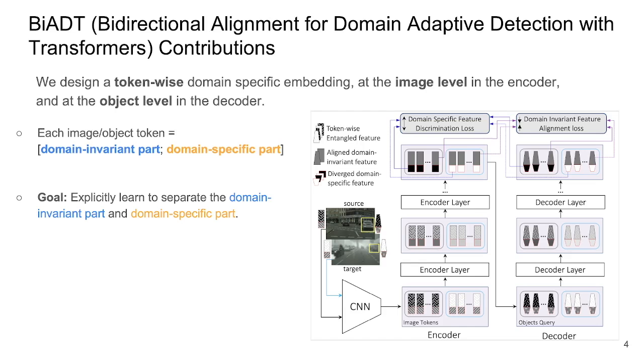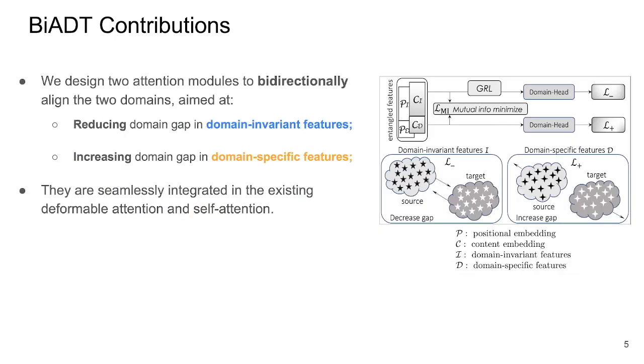Each image and object token consists of a domain-specific part and a domain-invariant part. Therefore, our goal is to explicitly learn to separate the domain-invariant features and the domain-specific features. We designed two attention modules to bidirectionally align two domains, aimed at reducing the domain gap in the domain-invariant features, but also increasing the domain gap in the domain-specific features, as we can see from this figure. Need to mention here, the two attention modules are seamlessly integrated in the existing deformable attention and self-attention.